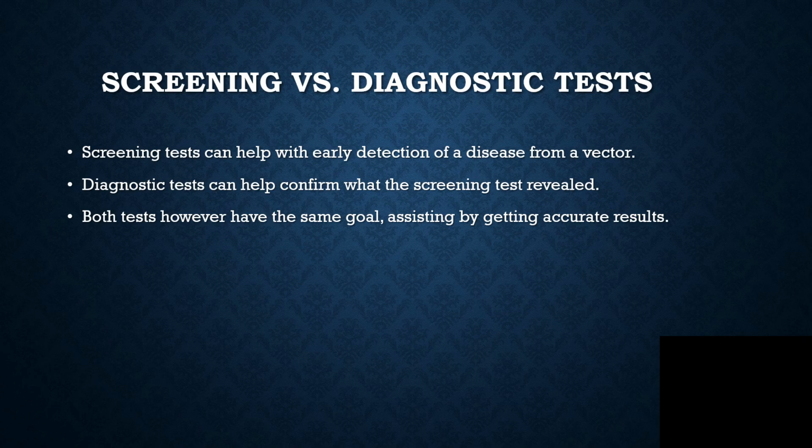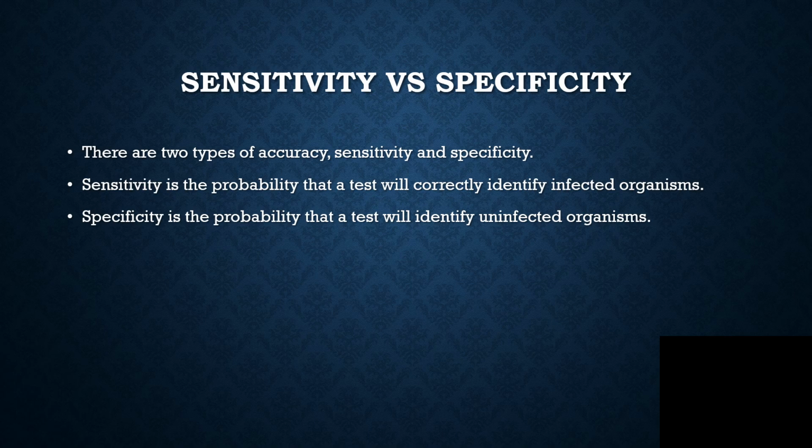Now, let's say you're using one of these tests and you're trying to determine the accuracy. There are two types of accuracy: you have sensitivity, and then you have specificity. Sensitivity is the probability that a test will correctly identify infected organisms, whereas specificity is the probability that a test will identify uninfected organisms. Those two things are very important when it comes to false positives and false negatives, because again, you can get those. So you have to make sure that when it comes to specificity, you can determine which organisms are uninfected and which ones are infected, especially in sensitivity, like it says there.